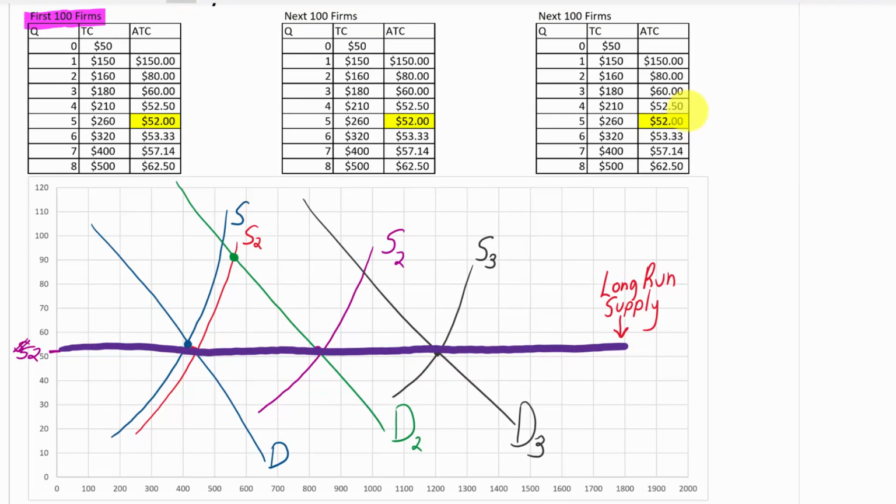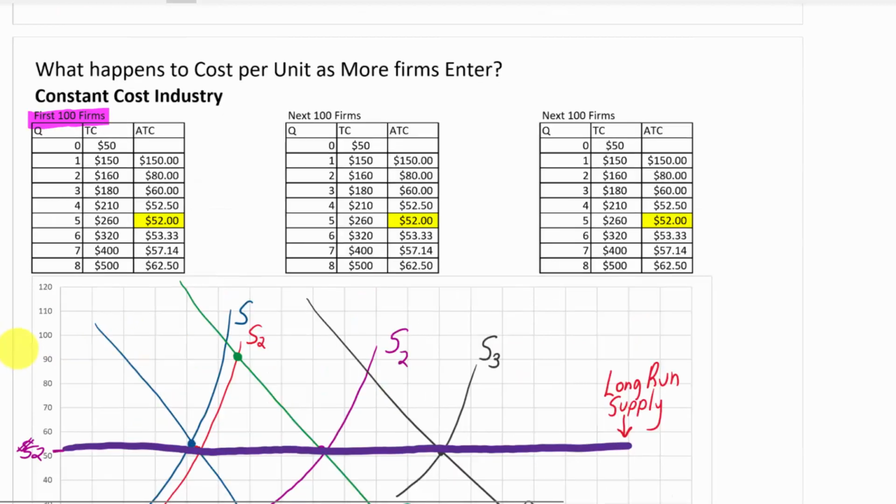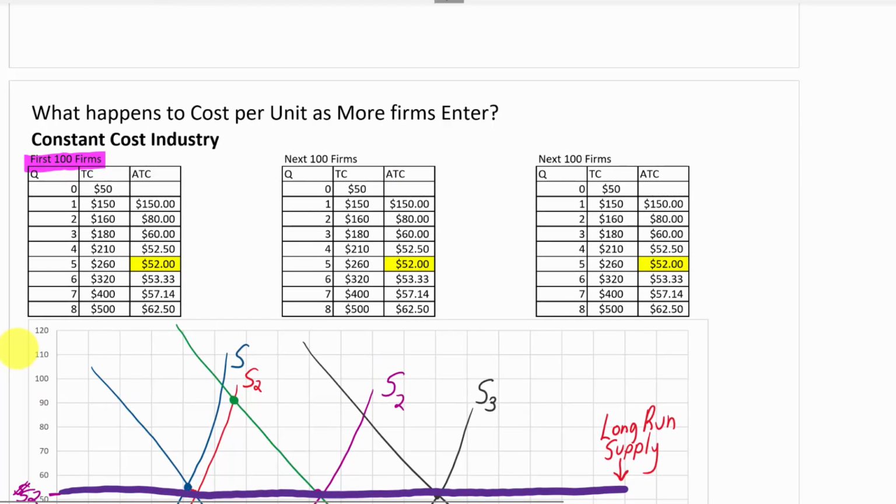So this is a long-run supply curve because a supply curve tells us what quantity will be supplied at each price. And here we see in the long run, not in the short run, but in the long run, firms will be able to supply any amount desired at this long-run price of $52. This is what we would call a constant cost industry. It means that as expansion happens in the amount being produced, there's nothing pushing the costs up, and there's also nothing driving the costs down.